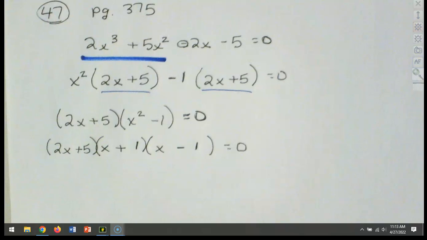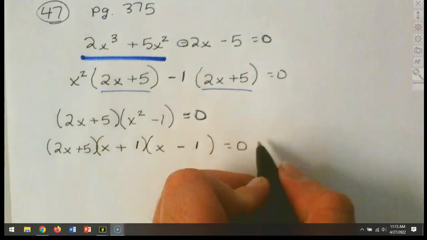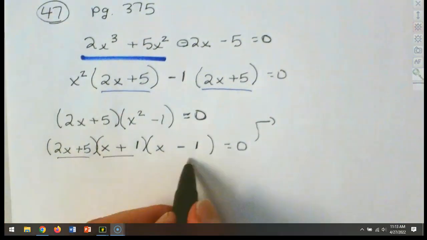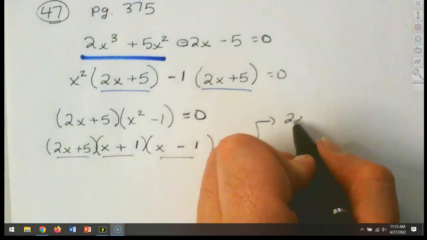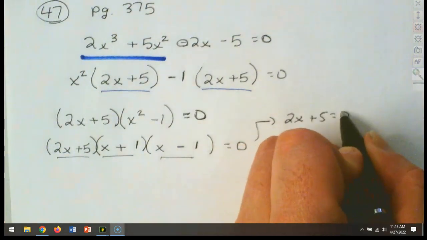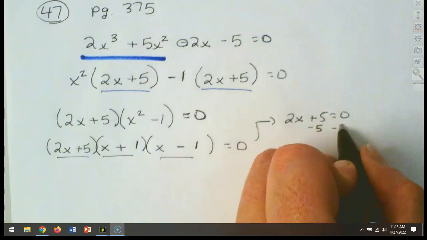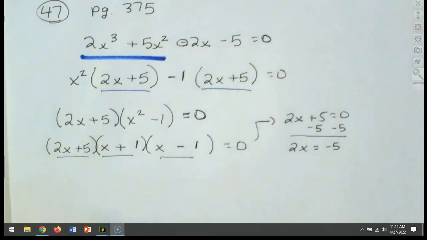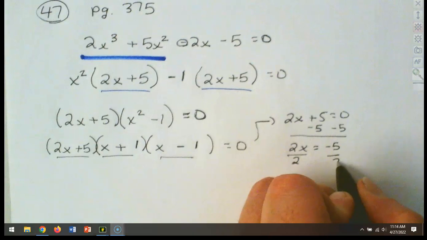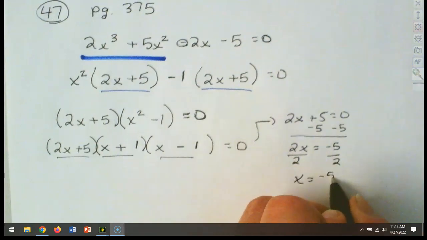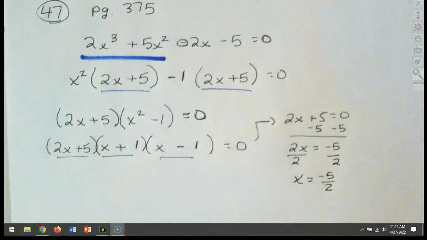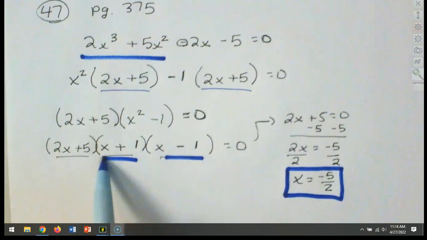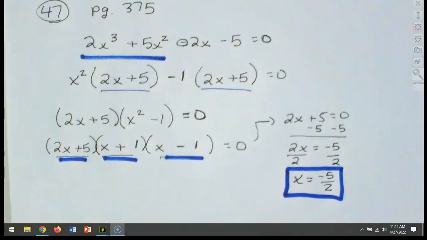Now let's go ahead and get my solutions. And I'm going to have 3 of them. There's 1, 2, 3. So the first one, 2x plus 5 equals 0. Move the 5 over. 2x equals a negative 5. We'll divide by 2. So x equals minus 5 halves. That's 1. We're going to get 3 of them because we've got 3 sets of parentheses.